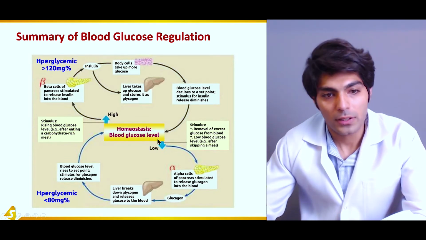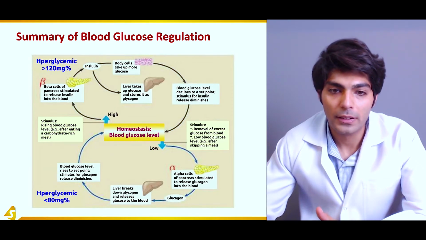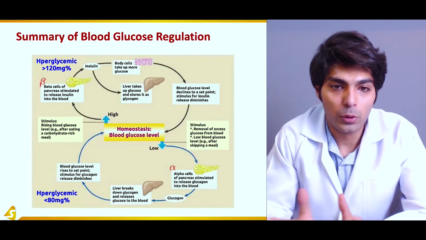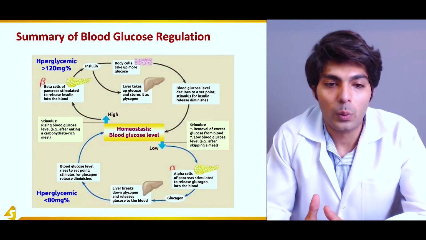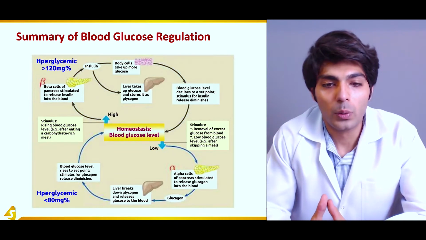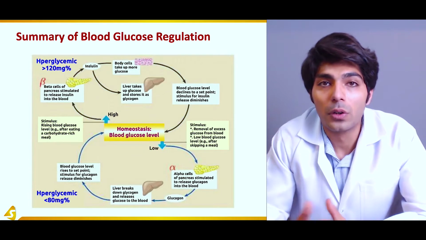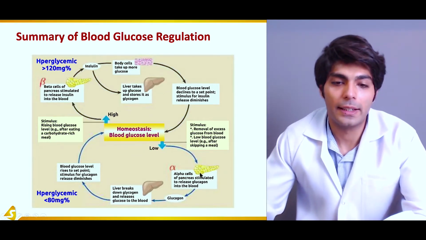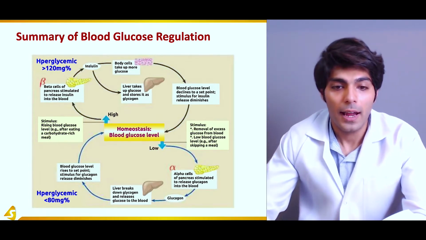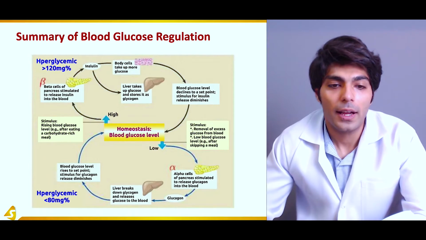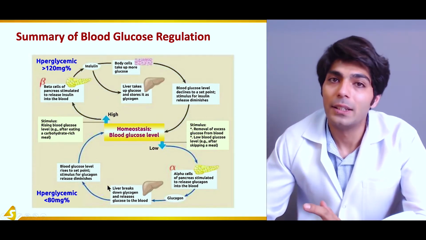This is the regulation diagram of a blood glucose level when it becomes high in the blood. Once the blood glucose level is low, then the glucagon alpha cells are stimulated and they release glucagon, and the liver breaks down glycogen by the process of glycogenolysis and releases glucose into the blood, and the blood glucose level rises to the set point. The stimulus for the glucagon release diminishes.